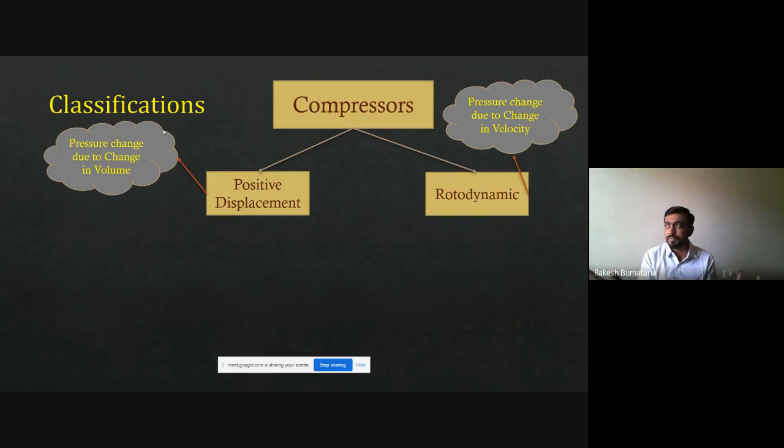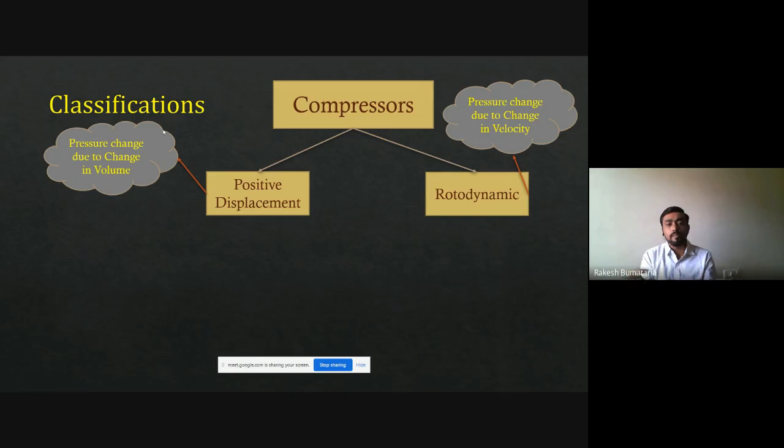Let me repeat again. What is a rotodynamic compressor? Rotodynamic compressors are compressors designed based on the principle that pressure changes due to change in velocity. If we are changing velocity and getting pressure, then it's known as rotodynamic. If we are changing volume and getting pressure, then it's known as positive displacement type.